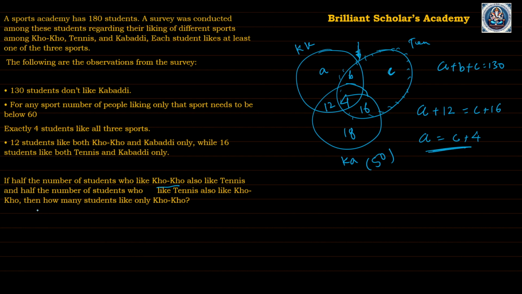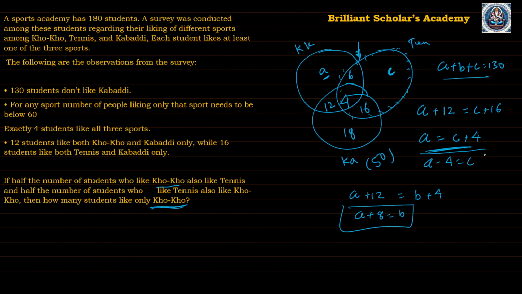Now it says, how many like only Coco? Here, if I say a plus 12 is equal to b plus 4, I'm trying to find Coco, so I will reverse it and say a minus 4 is equal to c and a plus 8 is equal to b. Now because a plus b plus c is 130, I will bring this set.